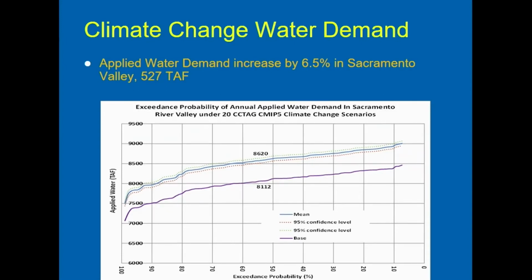In the middle of the century, we perturbed the potential evapotranspiration rate using the temperature in the future. We found that in the Sacramento Valley, the demand increased 6.5% because of the evapotranspiration increase. And the other effects I didn't consider in this research.